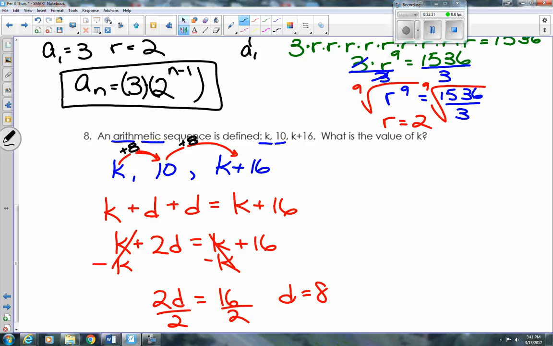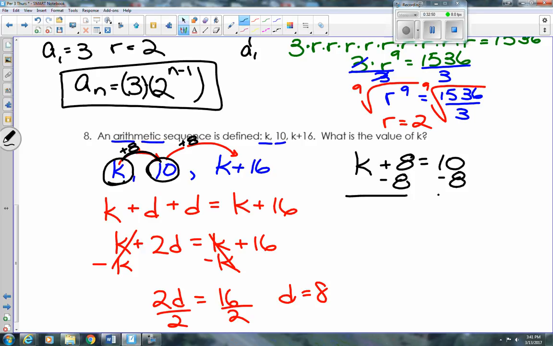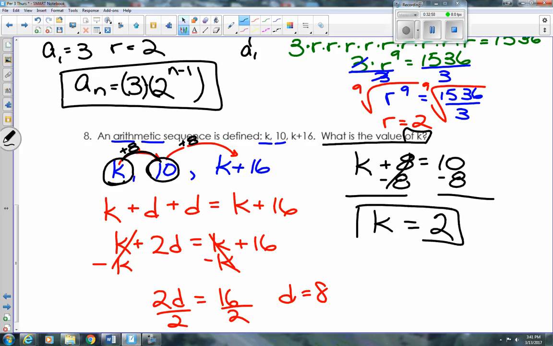And all I need to do is say now K plus 8 equals 10. That's to get from my first term, K plus the 8 gives me this 10. Then I can get to my K value. 10 minus 8 is 2. What is the value of K? K equals 2, and we are done.